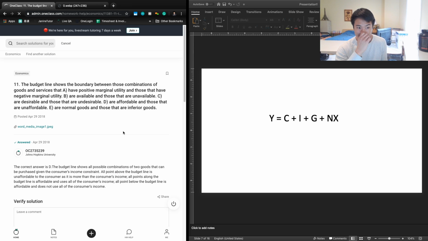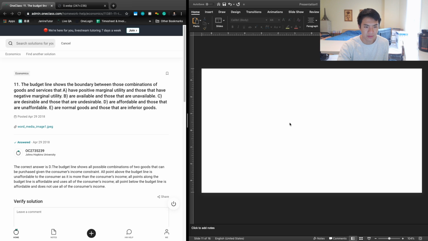The next question says, the budget line shows the boundary between those combinations of goods and services that: A, have positive marginal utility and those that have negative marginal utility; B, are available and those that are unavailable; C, are desirable and those that are undesirable; D says affordable and those that are unaffordable; and E says normal goods and those that are inferior goods. And so a budget line, we can draw out one real quick.